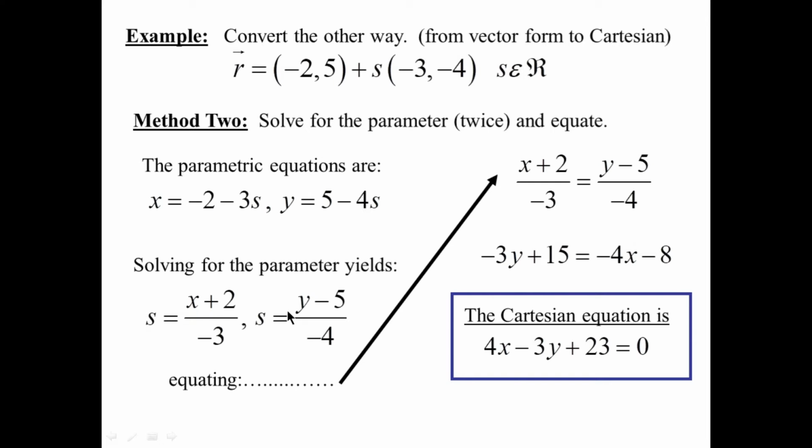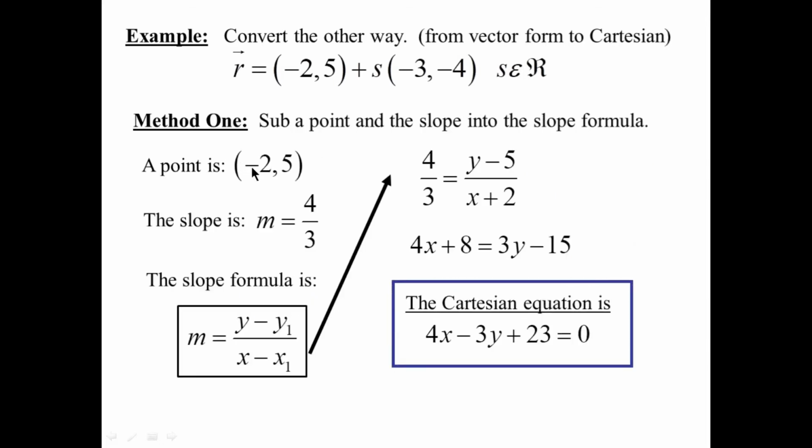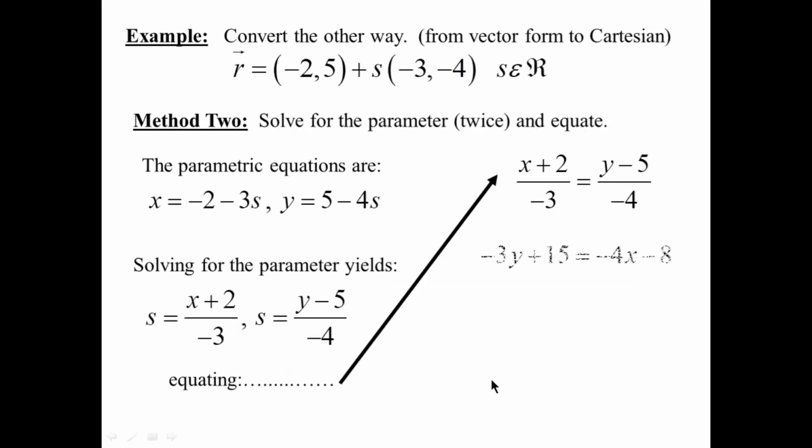So again, we can solve for the parameter twice, equate and cross multiply, or we can take a point and derive out the slope here and sub into this formula, the one that has a y without a subscript and a y with a subscript. Plug into it, cross multiply. Same result. Couple of methods.